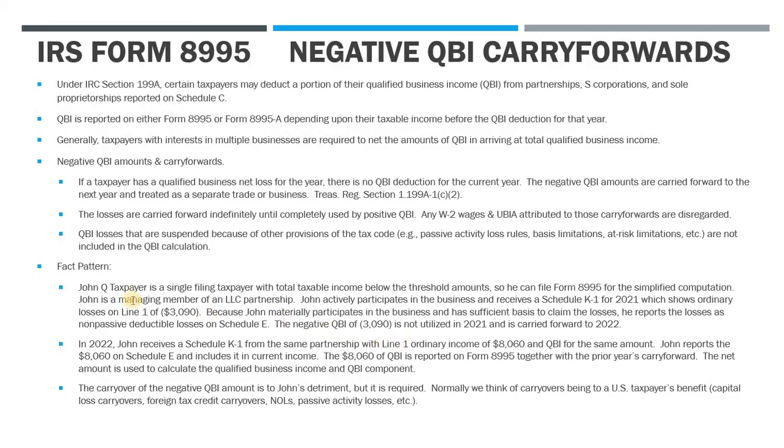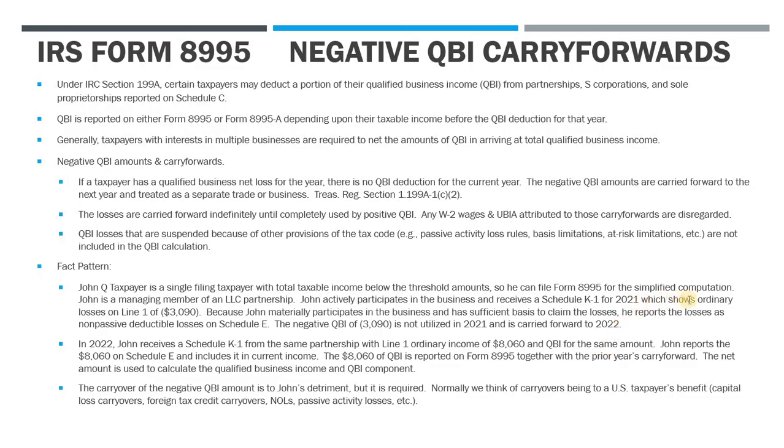In our example here, John Taxpayer is a single filing taxpayer. Total taxable income is below the threshold amount. So we're talking about those phase-ins where we have to account for things like the W-2 limitations and the UBIA. Because he's below those thresholds, he makes under $100,000 a year, he can use the simplified computation. John is a managing member of an LLC that's taxed as a partnership. He actively participates in the business, and that's important because he's got basis and he actively participates, so we don't have passive activity loss rules, we don't have 704(d) basis limitations.